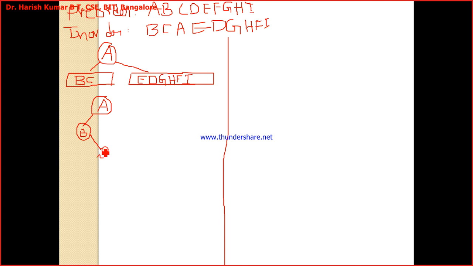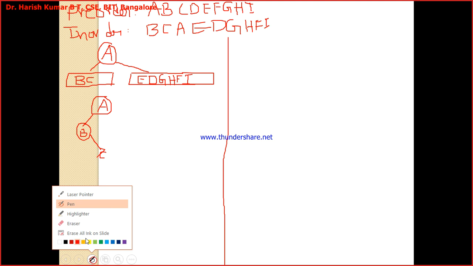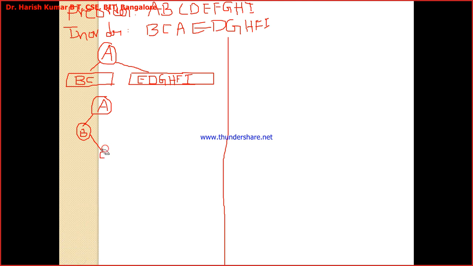Is there a left child for B? There is no left child for B. I'll erase this. C. Next, this is what we have in step 1 and step 2. Now I have this, I'll write it as it is: E, D, G, H, F, I.